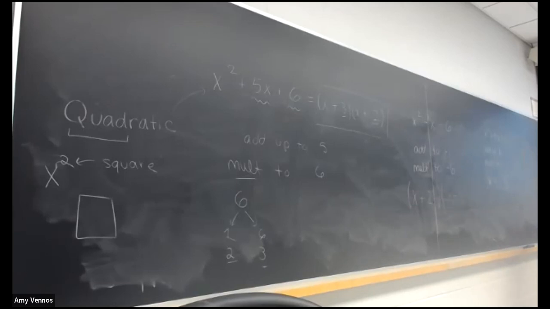Now, for multiplying two things to make a negative number, how many of those are positive? How many of those are negative? What are my two factors looking like here? One's positive and one's negative, right? Because if you multiply two negatives, they make a positive. Multiply two positive, they're still positive, right? So let's take a look at -6.